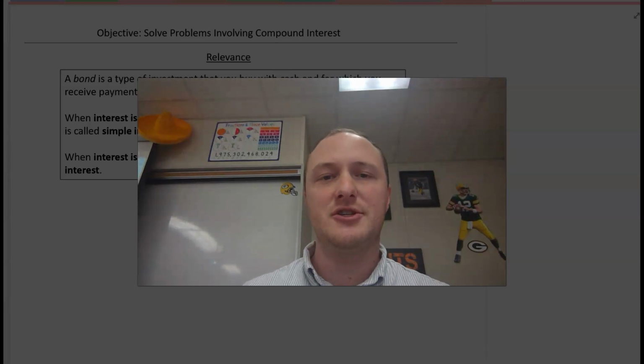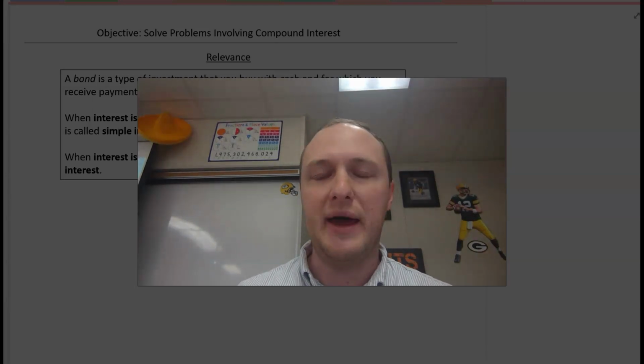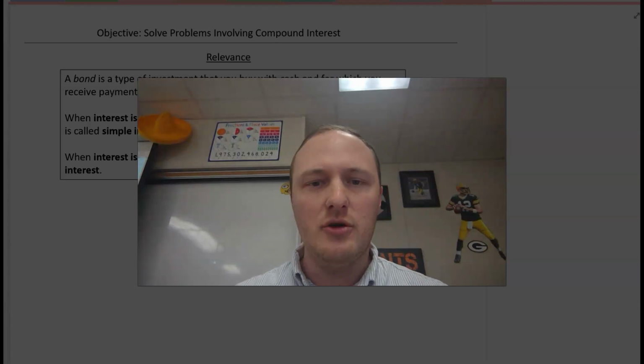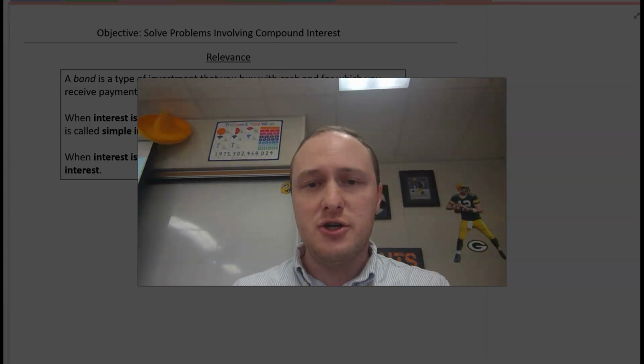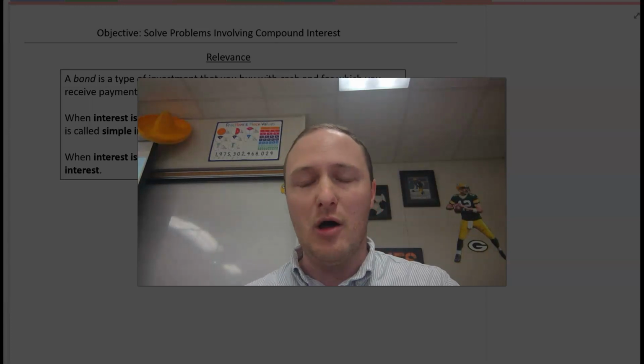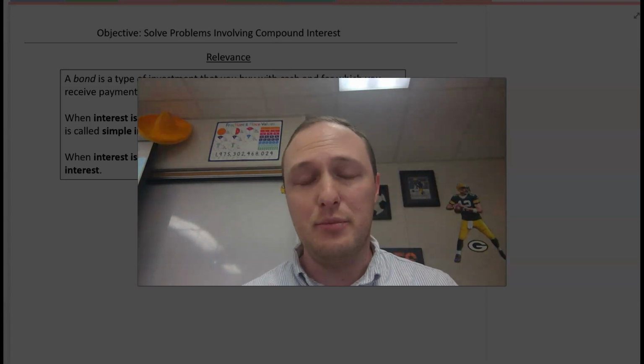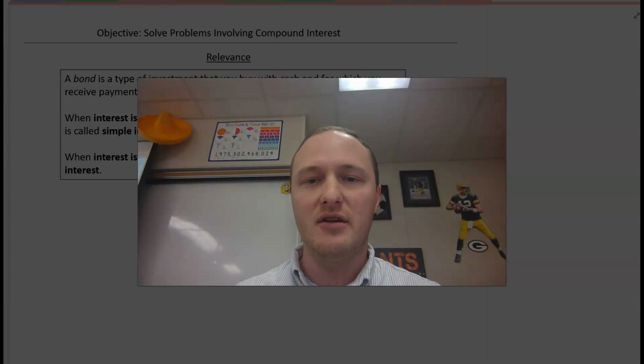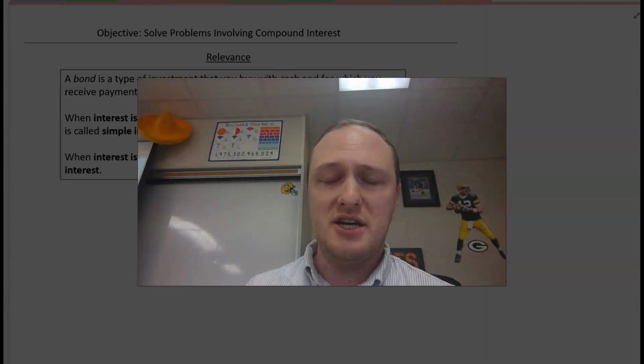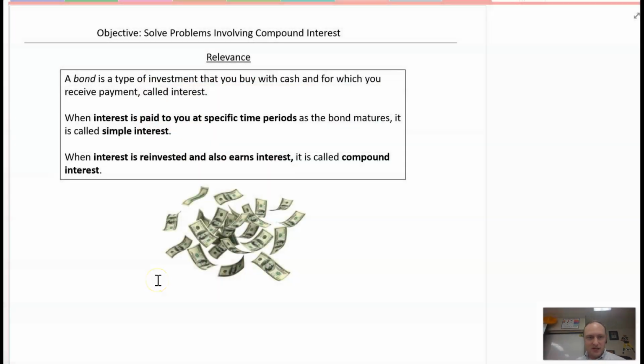This is 8-6 and we are talking compound interest. We're going to be utilizing exponential functions and exponential models to help us calculate how much money we can possibly have in an account, or the value of an account, utilizing compound interest. Okay, so let's go ahead and talk about compound interest.